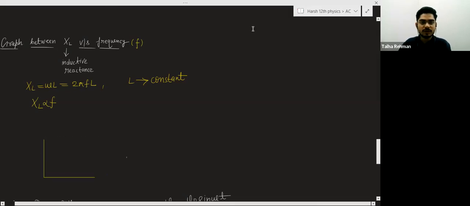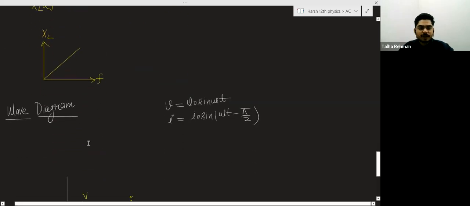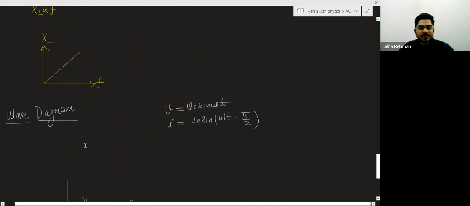It is like what you got in Ohm's law between the potential difference and the current. This type of graph you will get. This axis is XL, and this is the frequency. XL is directly proportional to f. There is no requirement for the wave diagram.